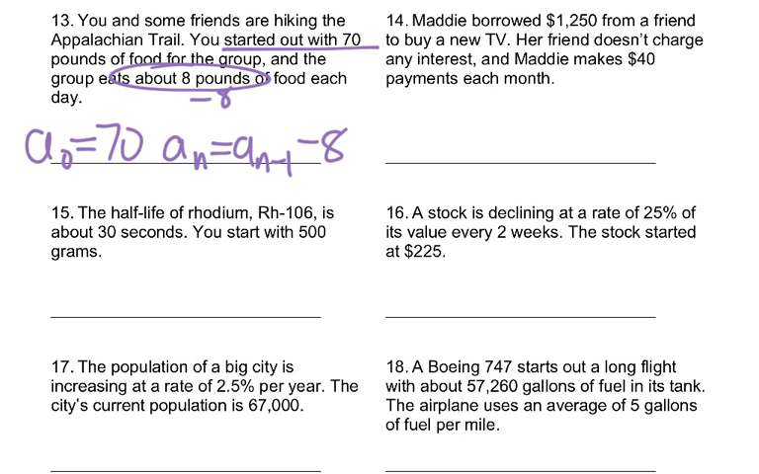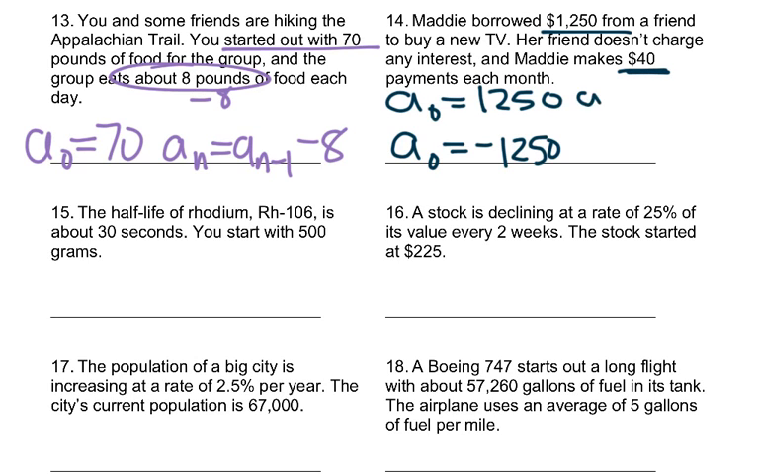All right. Number 14, Maddie borrowed $1,250 from a friend to buy a new TV. Her friend doesn't charge any interest, and Maddie makes $40 payments each month. Okay. So a few different ways that you could look at this one, but we know we started out with that much borrowed. So you could make that positive, okay, as your starting point, saying that's how much she borrowed. Okay, or you could make it negative, saying that's how much she owes. Okay, you could kind of read this one either way. And it won't be wrong, provided we know what to do with this growth. Okay, but regardless, both of them start out this way, right?